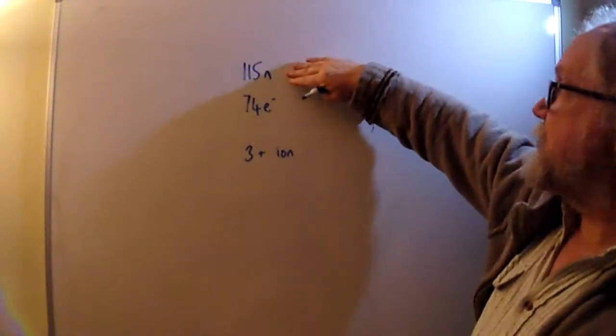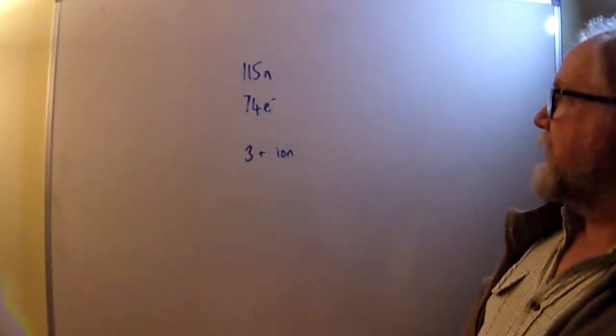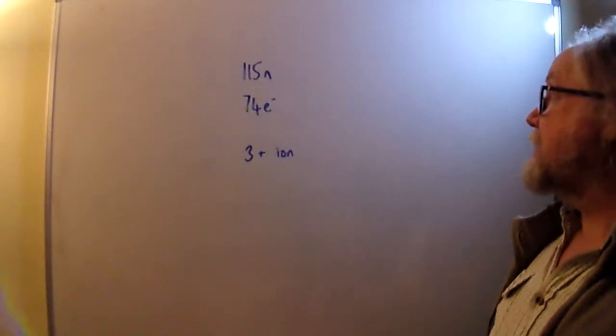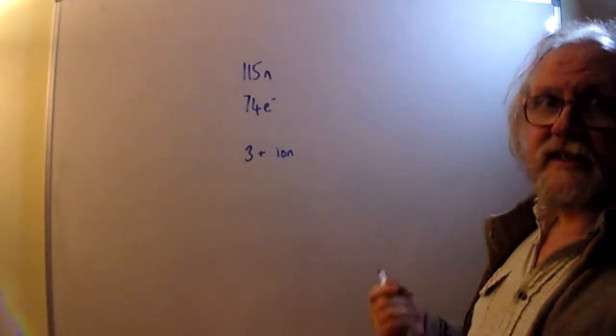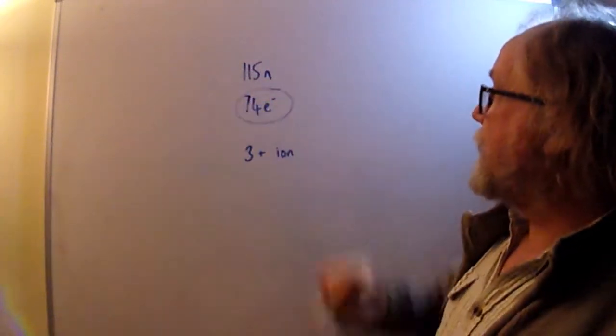Question 3 gives us this information, that we have a particle that has 115 neutrons, 74 electrons, and it's a 3+ ion, and we have to identify which isotope it is. This one actually is very easy. We don't really need all the detailed information that's there. The crucial thing is just to focus on that.